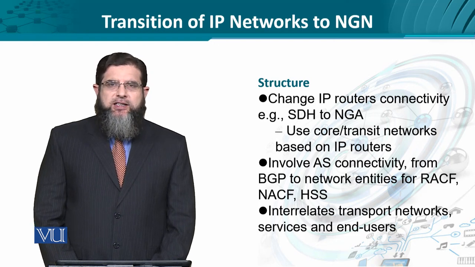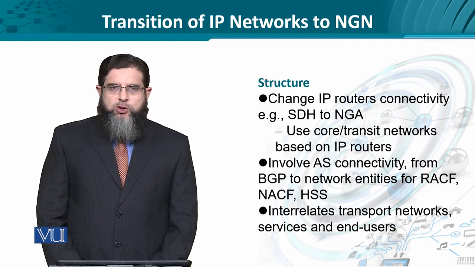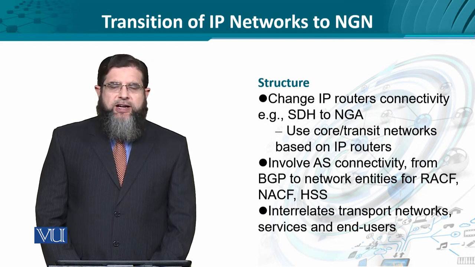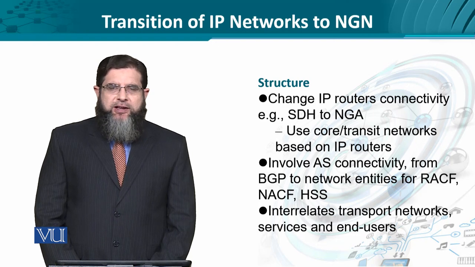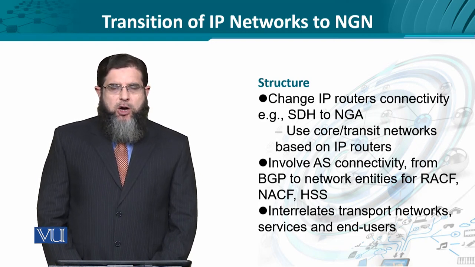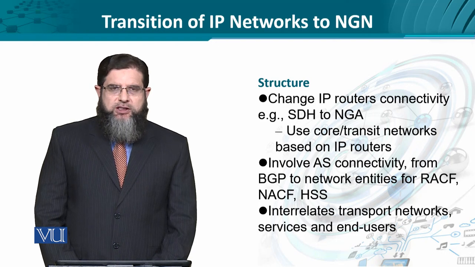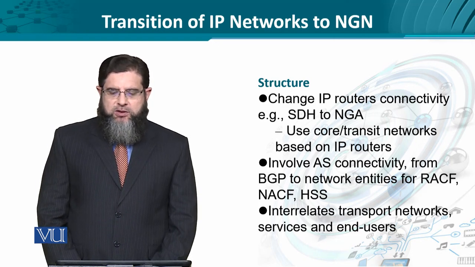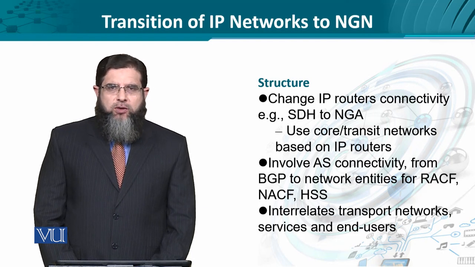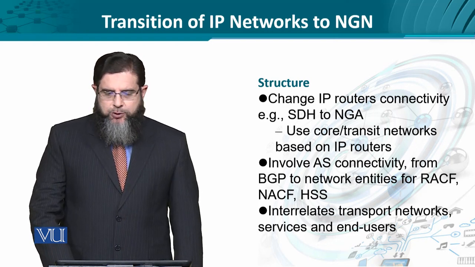Then we are going to look at the way ISP runs a certain network as an autonomous system. So traditionally, an autonomous system is defined internally by whatever intra autonomous system protocol. Externally, it is BGP that carries network-related information to other networks. But now we are talking about NGN reference model. So the entities such as the resource admission control function, network attachment control function, and home subscriber station, like entities, have to be brought into existence here as well. With these three most important entities of the reference architecture, we are going to interrelate the transport network, services, and the end users.